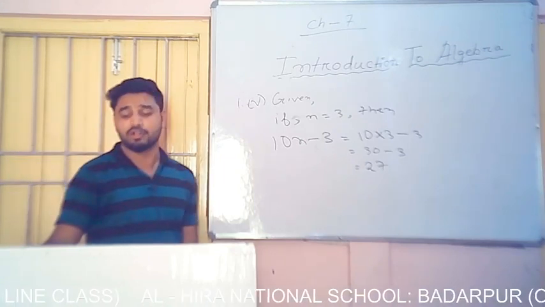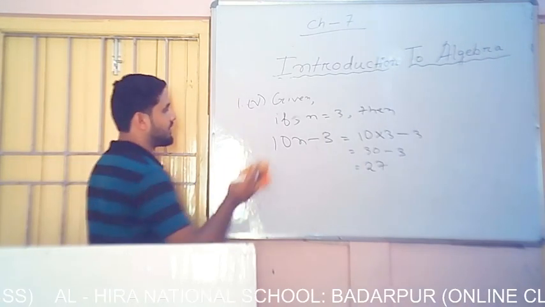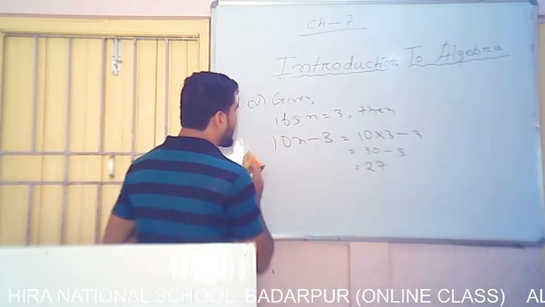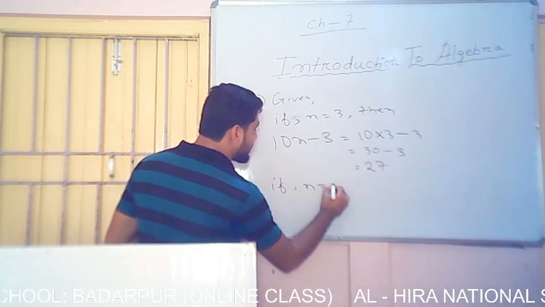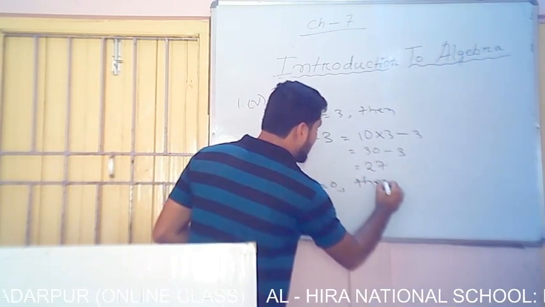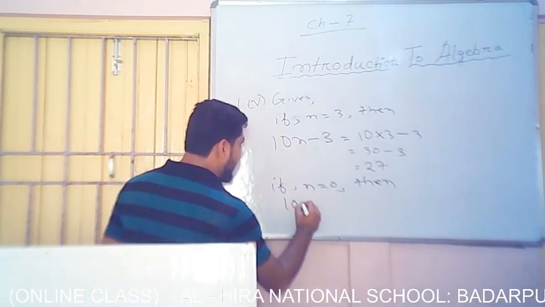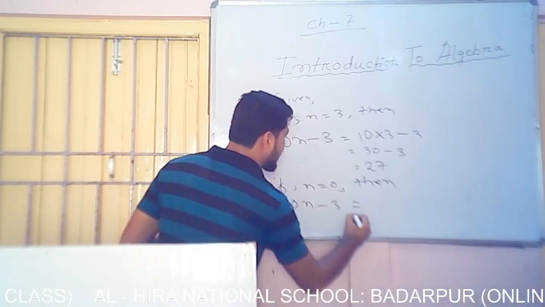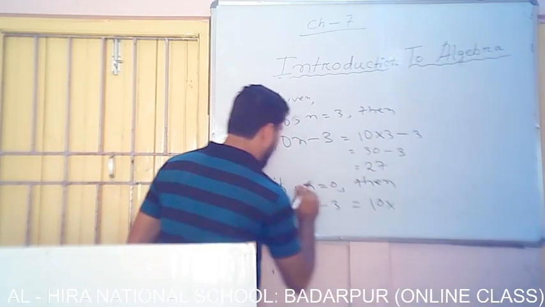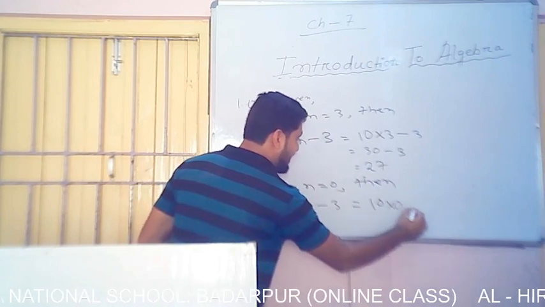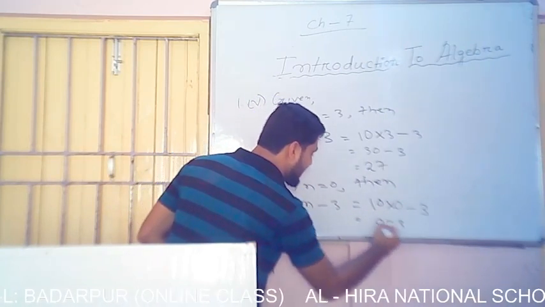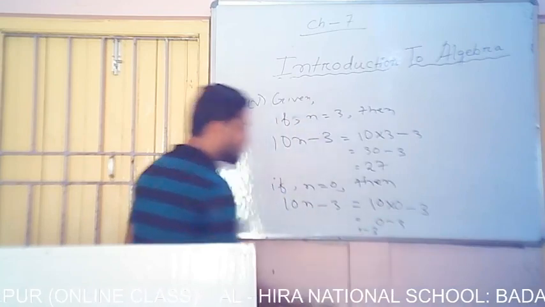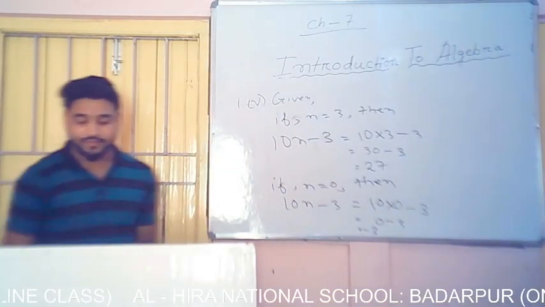Now for the value of n equals 0. If n equals 0, then 10n minus 3 equals 10 into, in place of n I can write 0, minus 3. Then 10 into 0 means 0. 0 minus 3 means minus 3. So that is your answer for n equals 0.